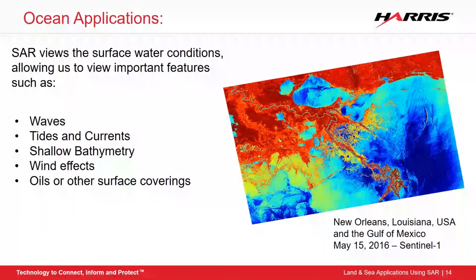So there are a lot of different ways that SARs can be used in the ocean. Today, we're only touching on oil spills and ship detection for ocean applications. But SAR is currently used for many different applications within the ocean. Some of the other things you can do with SAR in the ocean is things like identifying waves, identifying shallow bathymetry, looking for wind effects on the surface of the water, and identifying other surface coverings such as plant matter.